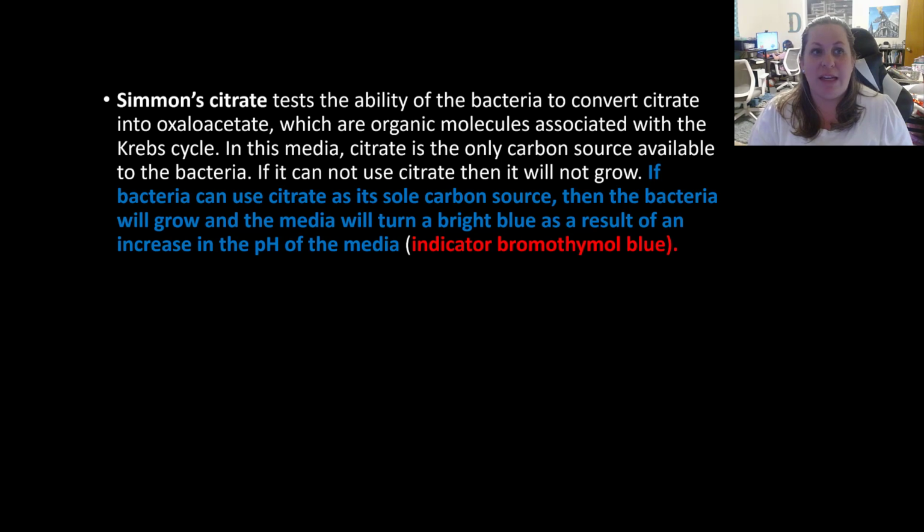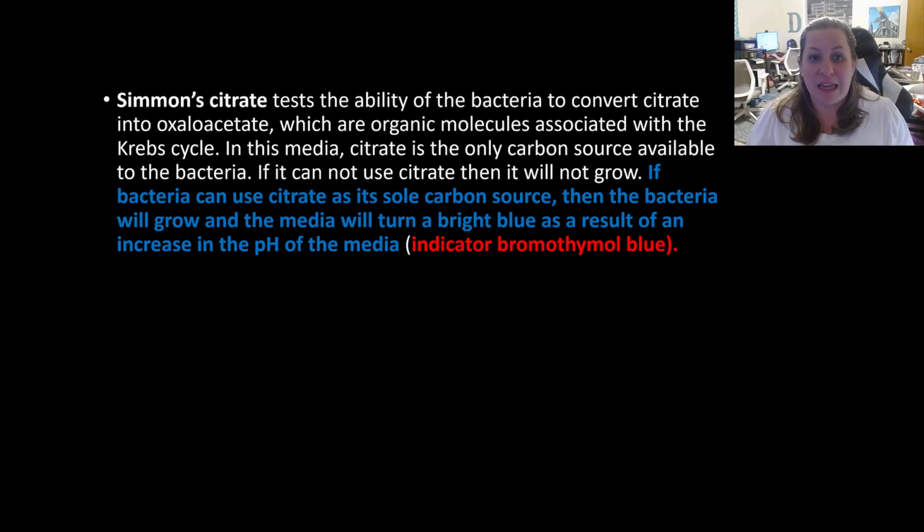So in the Simmons citrate test, we look at the ability of the bacteria to convert citrate into oxaloacetate, which is a step of the Krebs cycle. So we're again keying on particular metabolism key for making ATP that these bacteria could do. If citrate is the only carbon source available to the bacteria, can it use it or can it not? If it cannot use citrate, then it will not grow on the media. But if the bacteria can use citrate, its sole carbon source in the media, then the bacteria will grow on the media and it will turn a bright blue.